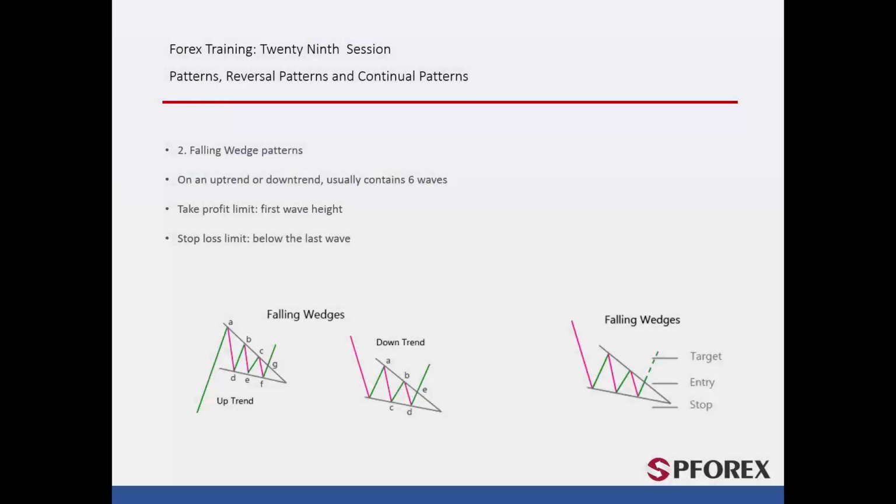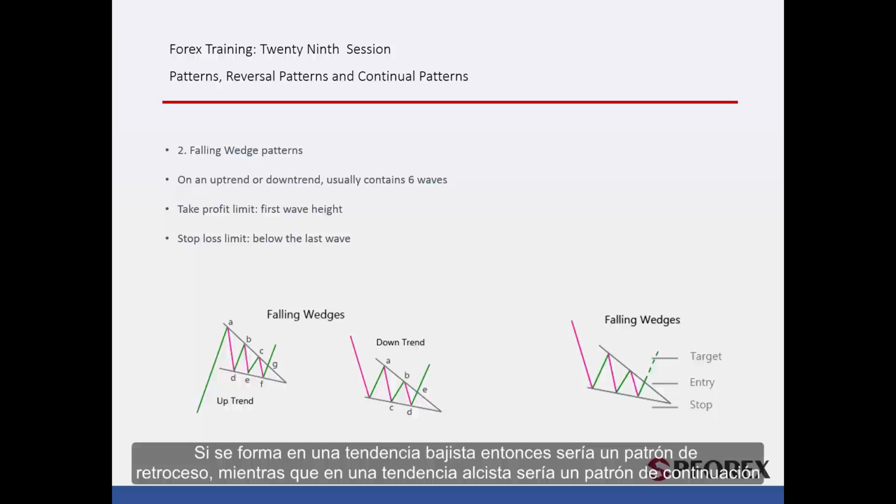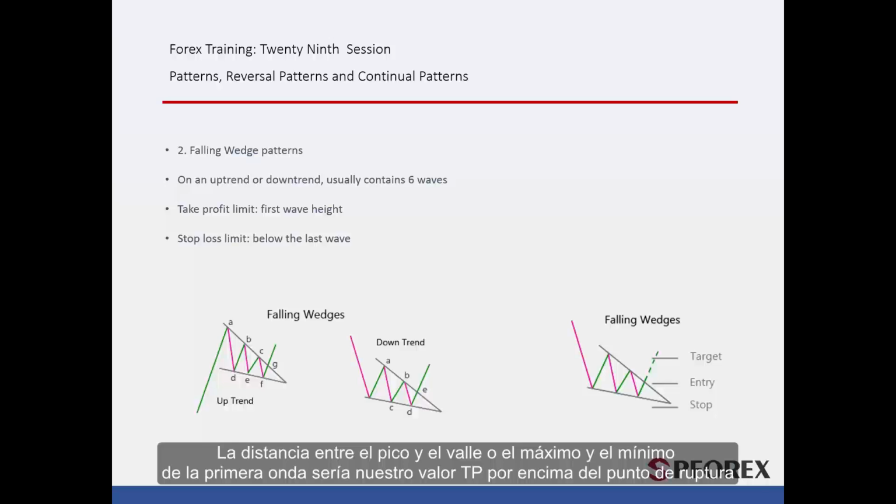Falling wedge. On the basis of a trend direction, falling wedge can be agreeing or a reverse pattern. If it is formed on a downtrend, then it would be a reversal pattern, while on an uptrend it would be a continual pattern. The distance between the peak and the valley of the first wave could be our TP amount above the breakout point.